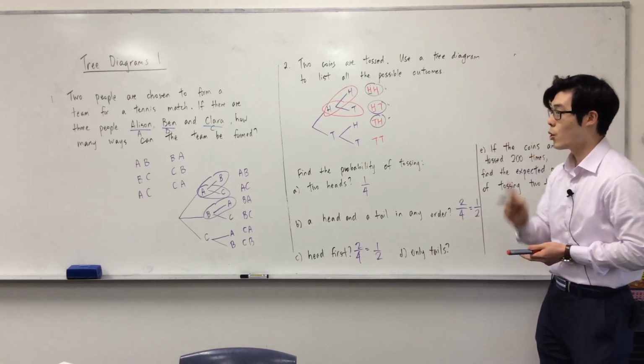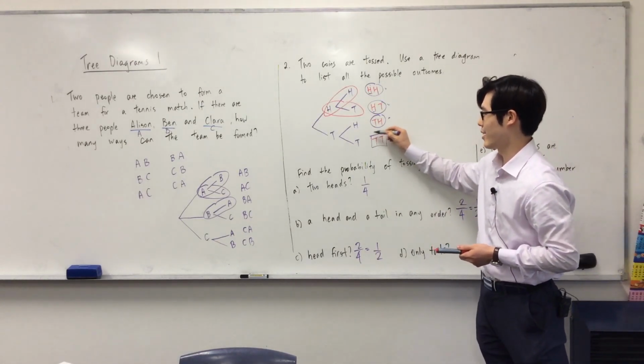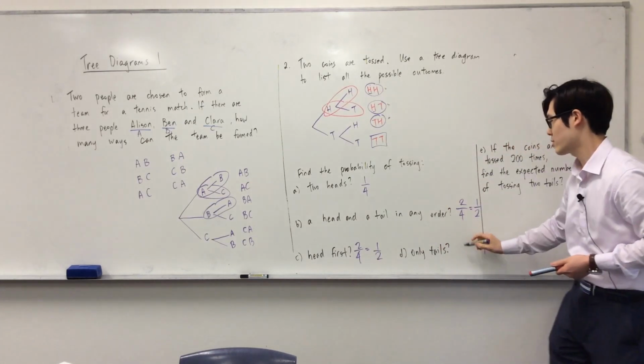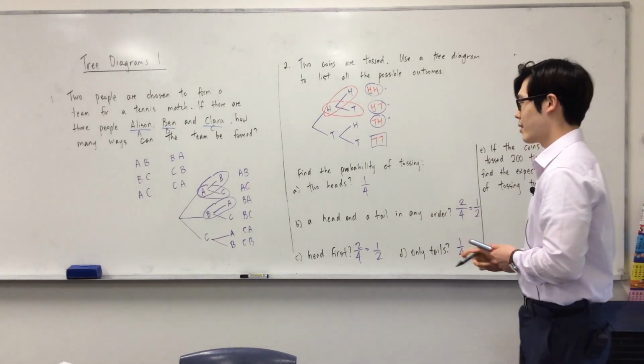Only tails? 2. Only tails. Oh. Only tails. There's only one. Yeah? Because this one has a head, this one has a head, that has no tails. So only tails, that's the only outcome possible. Yeah, 1 out of 4. Does that make sense? Okay.